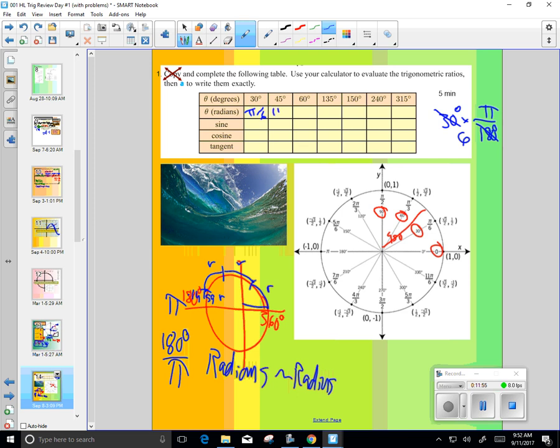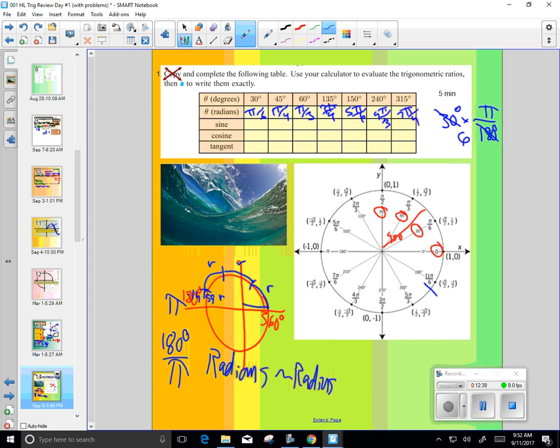This will be pi over what? 4. Pi over 3. Now it's getting trickier. How many pi over 4 is this one? 3 pi over 4. 150 is right here. How many pi over 6 is that? 5. 240 is down here. How many pi over 3s is that? 4 pi over 3. Or let's see, 1, 2, 3, 4 pi over 3. Yep. And then 315 is right here. How many pi over 4s is that? 7 pi over 4. Good.